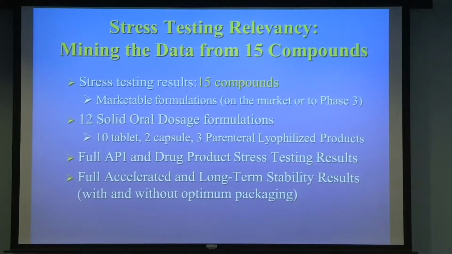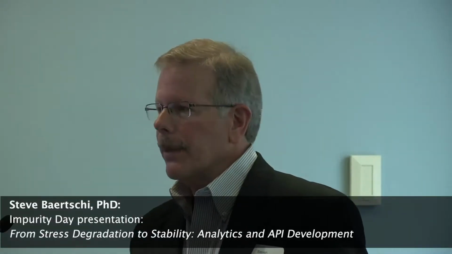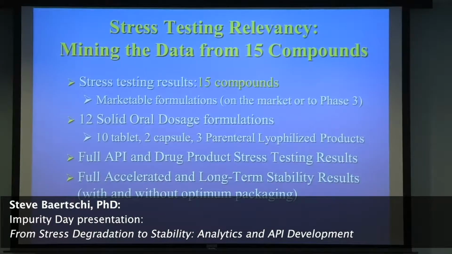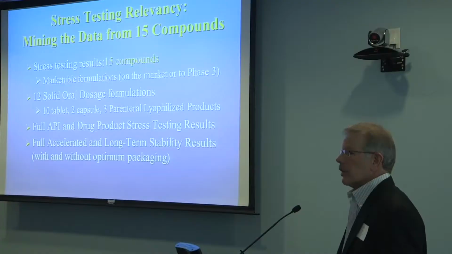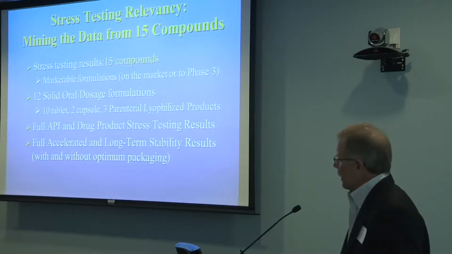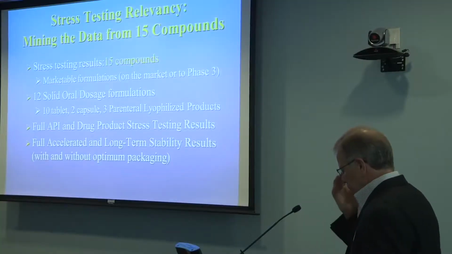Let's look at some stress testing data from 15 compounds. Because of the questions around genotoxic mutagenic impurities, there was interest to know how accurate we were in our stress testing. Were we going crazy in producing way too many degradation products, or were we reasonable?